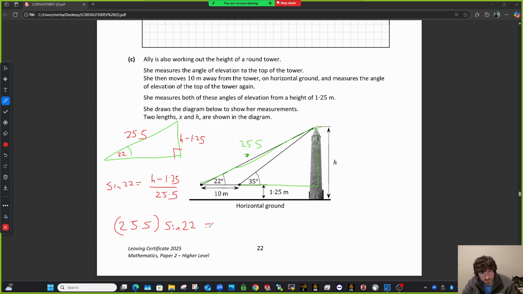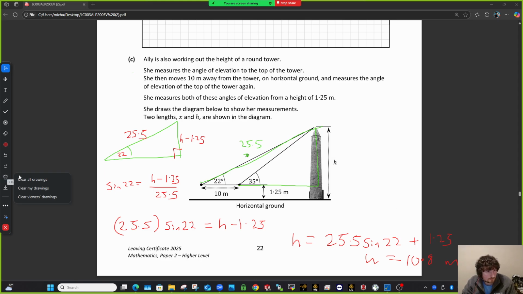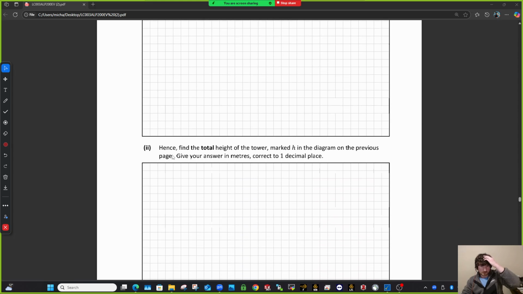25.5 sine 22 equals h minus 1.25. And so h then, see, I'm not using a calculator, I'm able to move it all around. 25.5 sine 22 plus 1.25 is h, and then your answer would want to be in meters. And I got that to be 10.8 meters. That's the height of the tower from the ground. Okay, let's clear that away. And then that's the height of the tower.